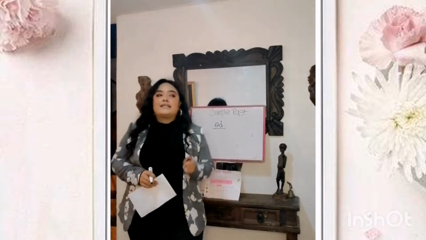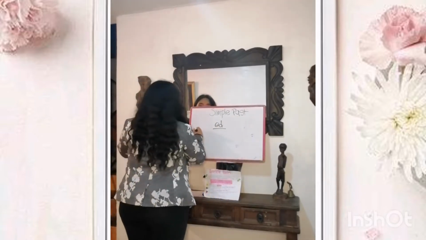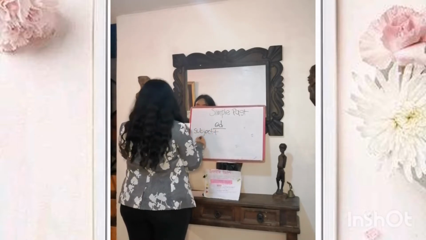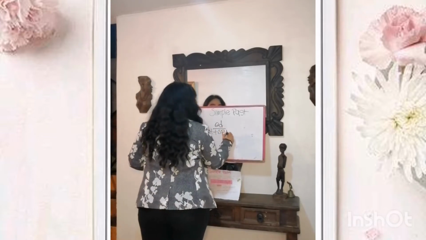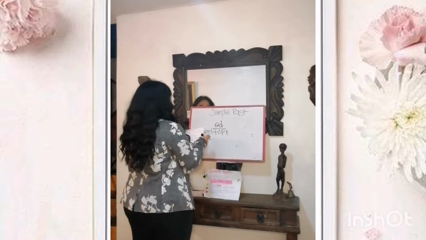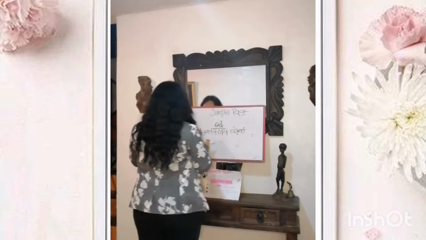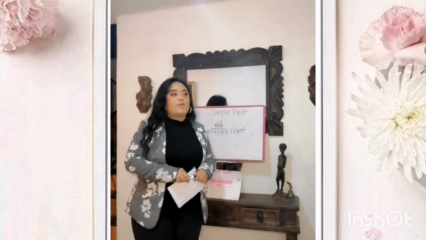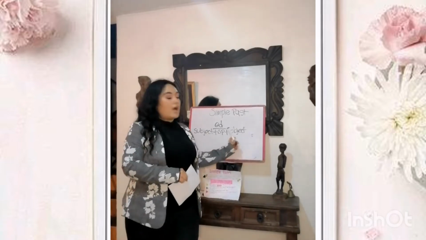So if we write down a sentence with simple past, we have this specific rule that we need to follow, which is the subject plus the simple past plus the object. Okay, so a sentence for simple past is composed of the subject, the simple past, plus the object.